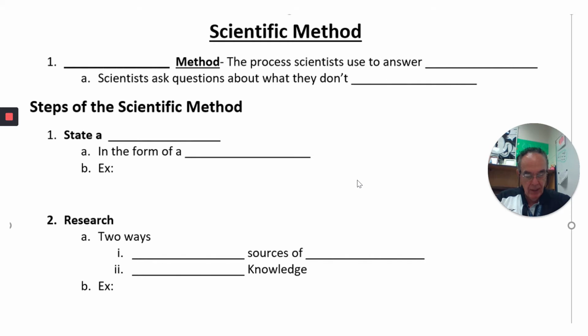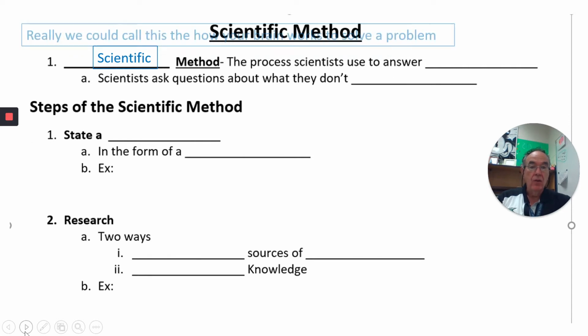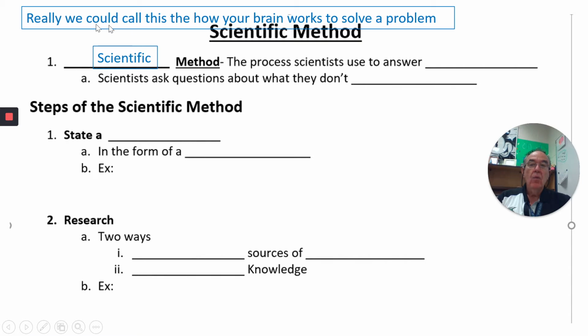Today you should have out page 6 and 7 in your notes, and we're going to learn a little bit about the scientific method. And when we say that this is the scientific method, and it says it's a process that scientists use to answer questions, really we could say this is how your brain works to solve a problem. There's nothing special or unique about it to scientists. Okay? So here it even says the process scientists use to answer a question. We could put this in here. Everybody, you, me, the auto mechanic, the doctor, anybody.